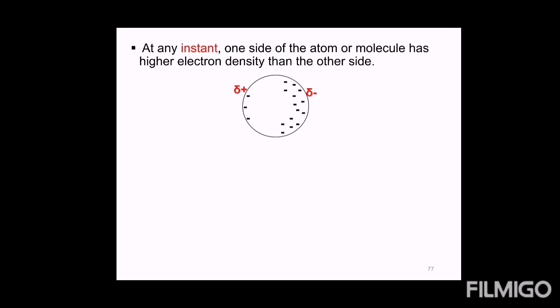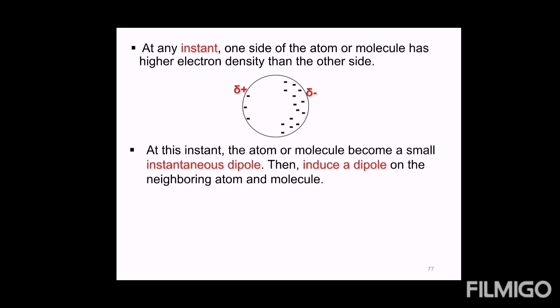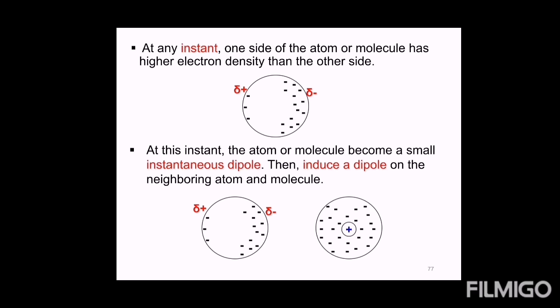the density of negative charge is greater on one side. So when there are more electrons on that side, momentarily we can say a partial negative charge is produced there, and that becomes delta minus, which means the other side will be delta plus, right? At this instant, the atom or molecule becomes a small instantaneous dipole, which then induces a dipole on the neighboring atoms and molecules. So here you see it becomes an instantaneous dipole. This is for the non-polar molecule.